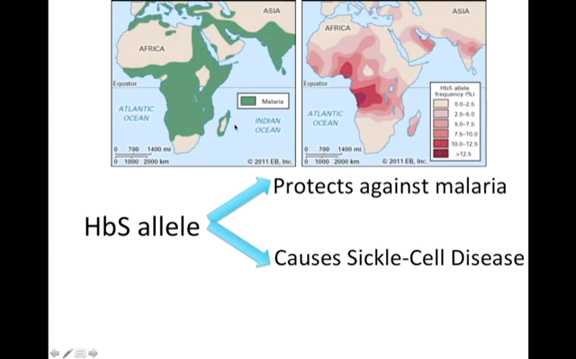And it turns out that this makes sense when we know more about this HBS allele. This allele protects against malaria and yet causes sickle cell disease. Right? So this allele is both good and bad. It has good effects, protective effects, and bad effects, causing a terrible disease. So here we have a case in which African Americans' ancestry in Africa has led to their having a higher rate of this allele, which leads to a higher rate of sickle cell disease in their communities.